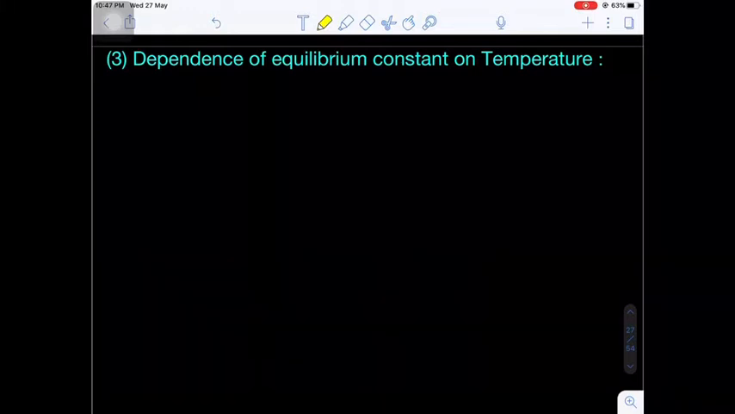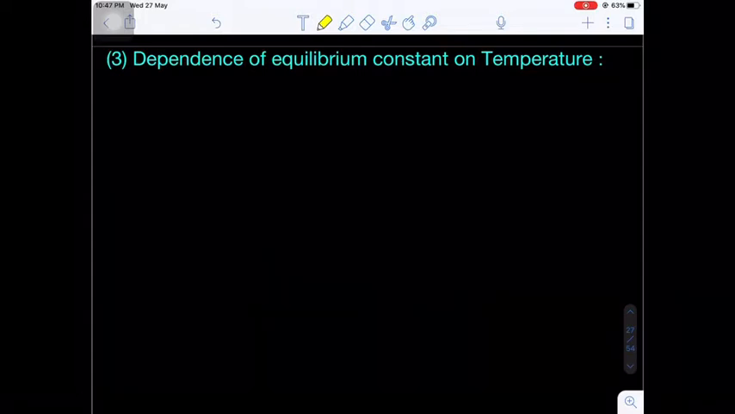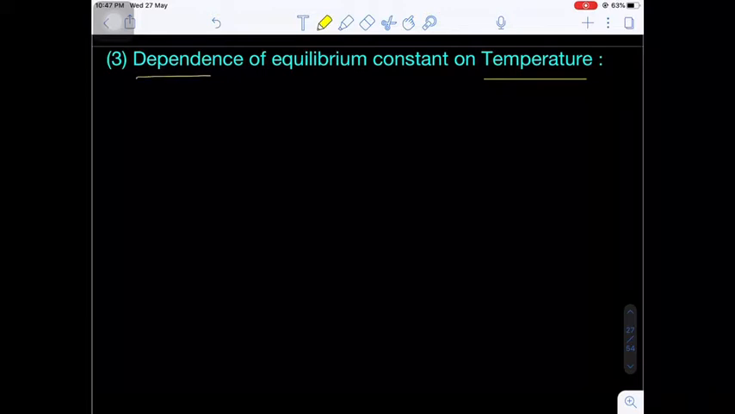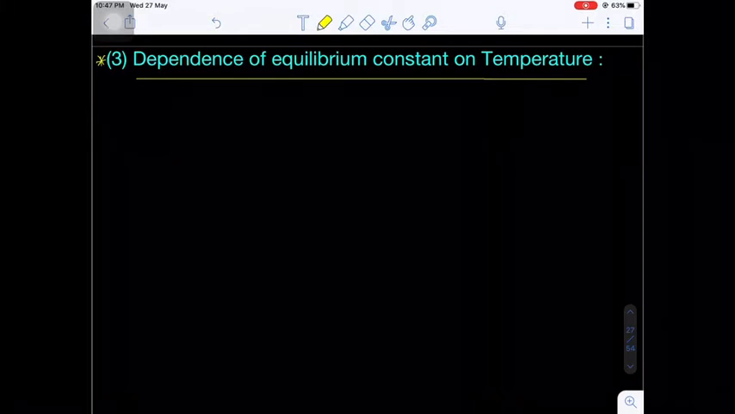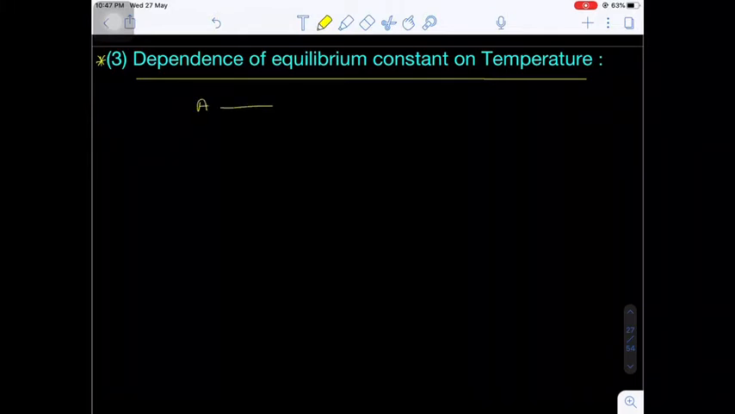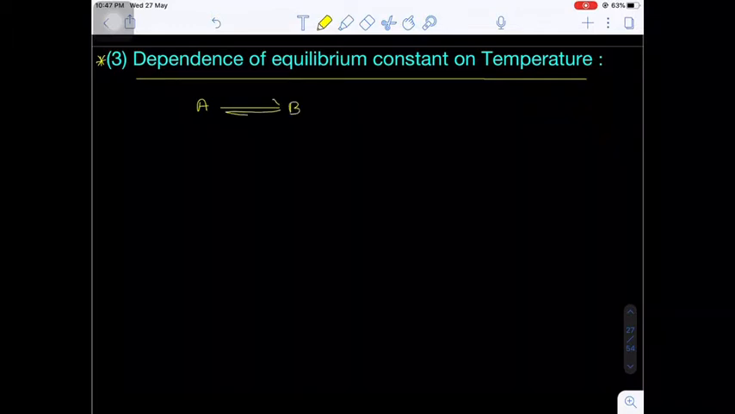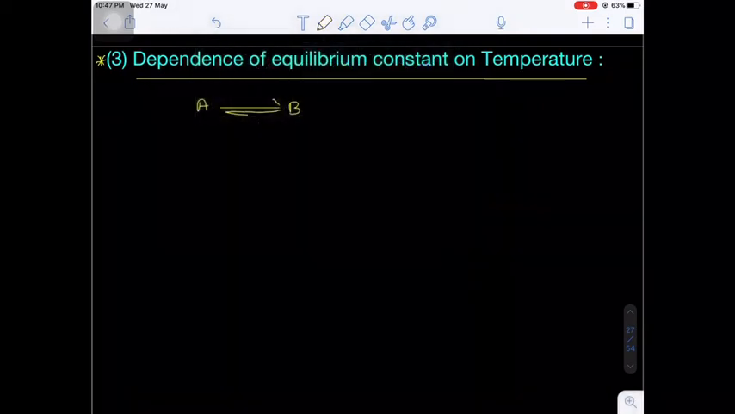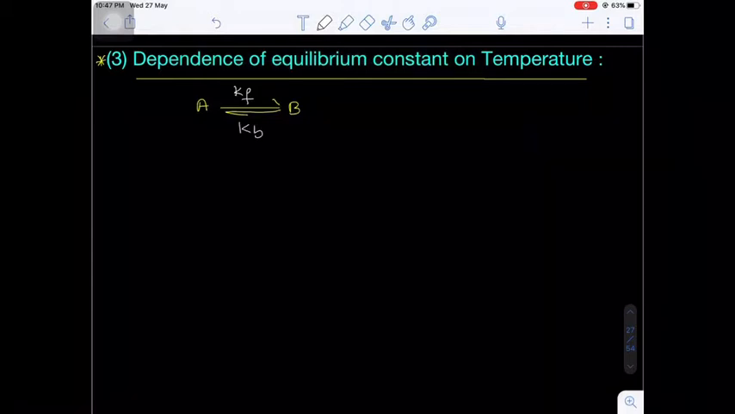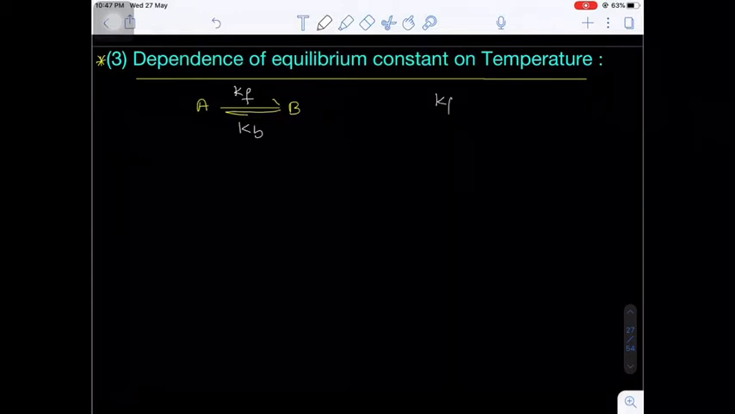Now after that, we have the third factor, the effect of temperature on the equilibrium constant, that is, the dependence of equilibrium constant on temperature. This is very important from an objective point of view. Let's suppose I have a reaction A in equilibrium with B. The forward reaction rate constant is Kf and the backward reaction rate constant is Kb.